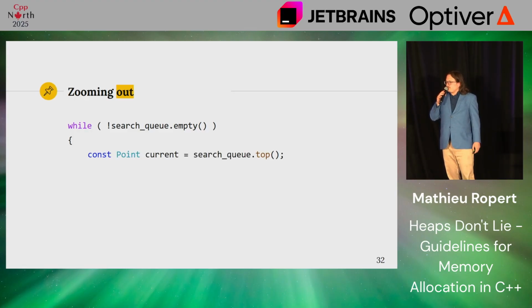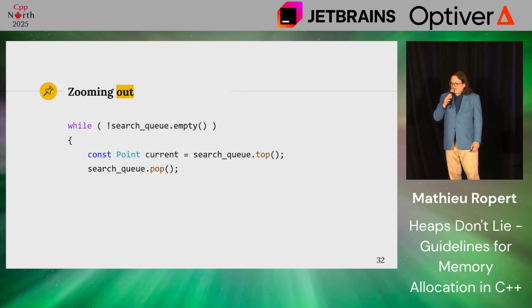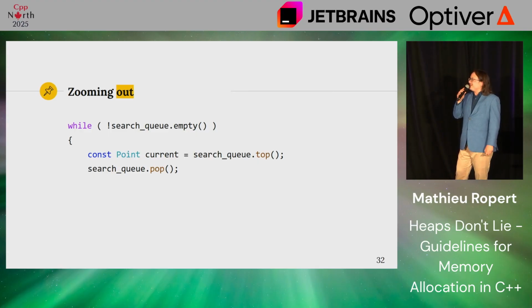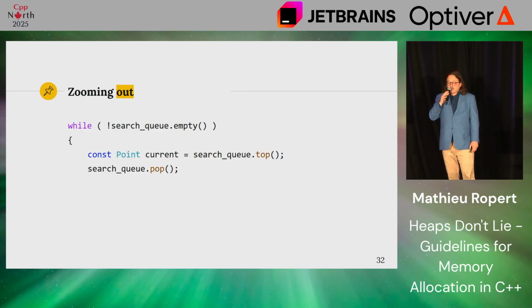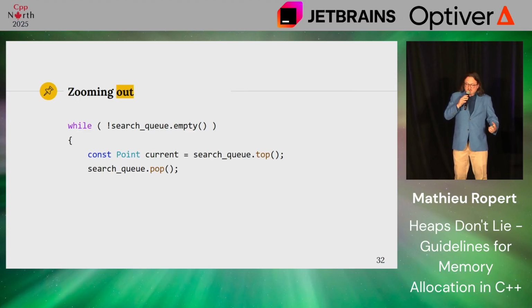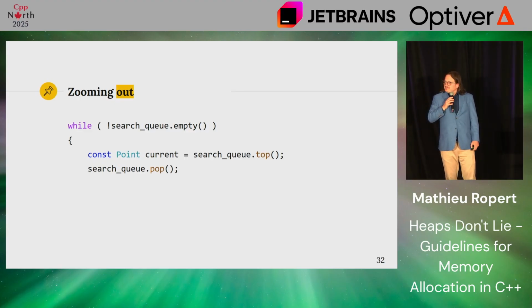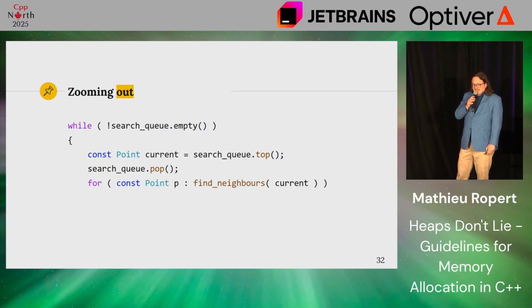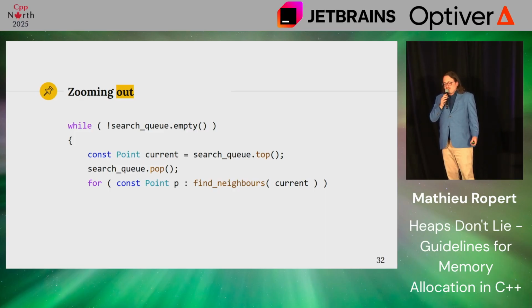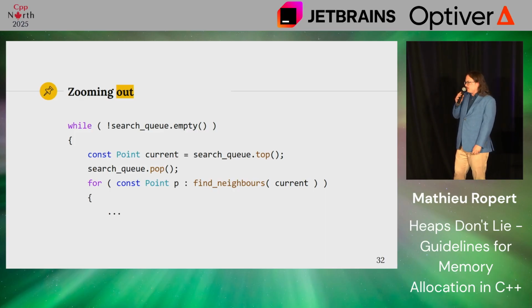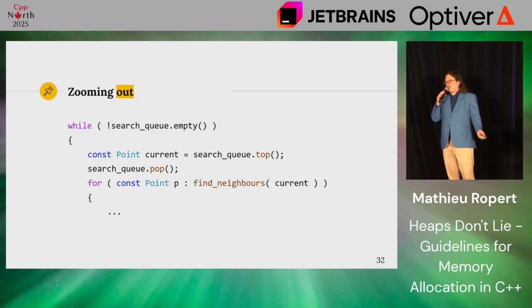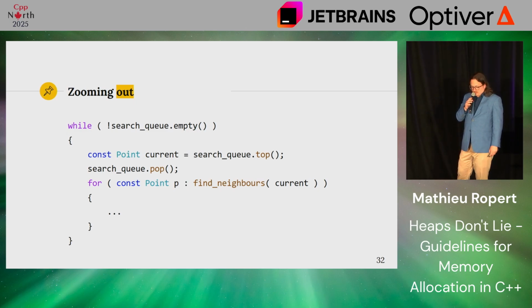You get the top of the queue. You have to do top, then you have to do pop, because for some goddamn reason there's no function that does both in one in the standard. Then what do? For every neighbor that you can find, you do some code. Basically what you do is, have I already seen this point? If not, add it to the queue, maybe give it a score, etc., etc., etc.